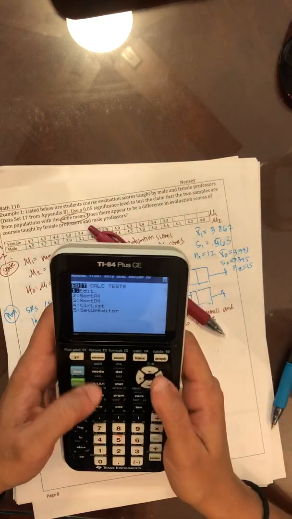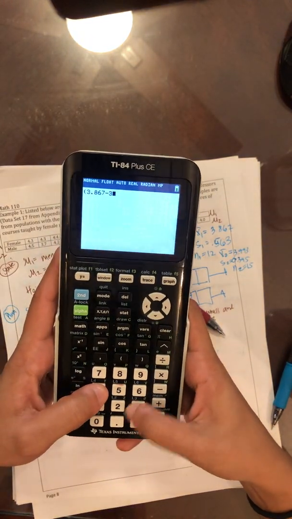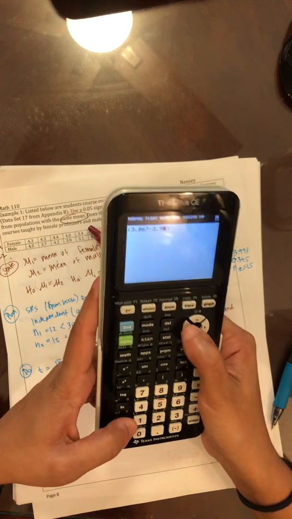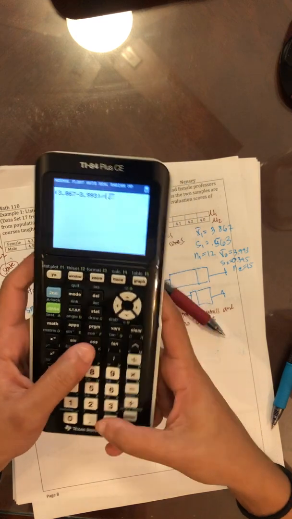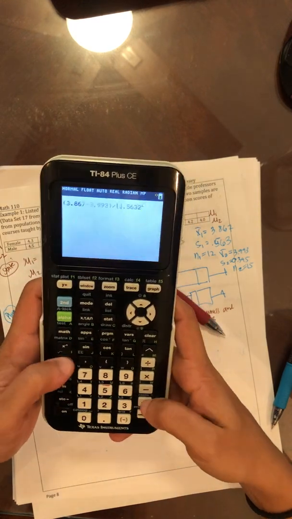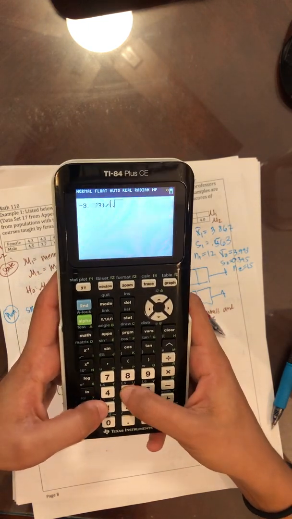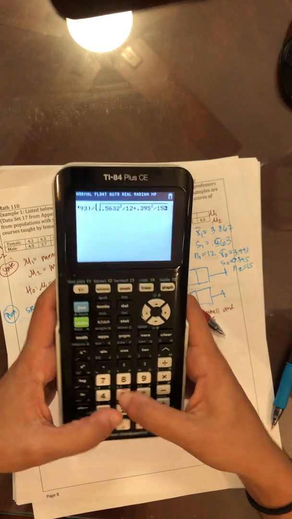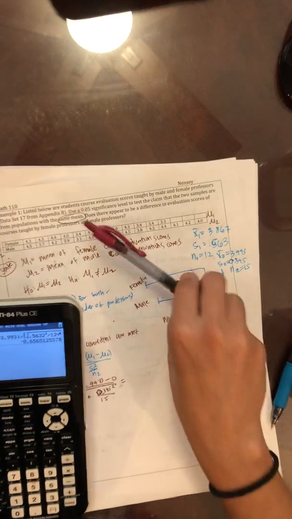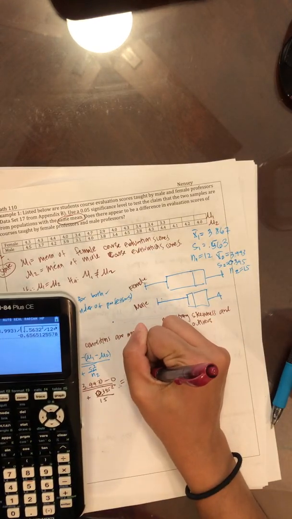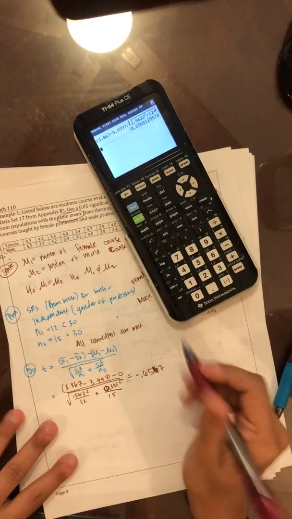So I have to quit, sorry. It's going to be parentheses 3.867 minus 3.993, parentheses, divided by the square root of 0.563 squared divided by 12, plus 0.395 squared divided by 15. And it's all in a big square root, and I'm really glad that's what I got because that's what I'm supposed to get, negative 0.657. Okay, this is your t-score.